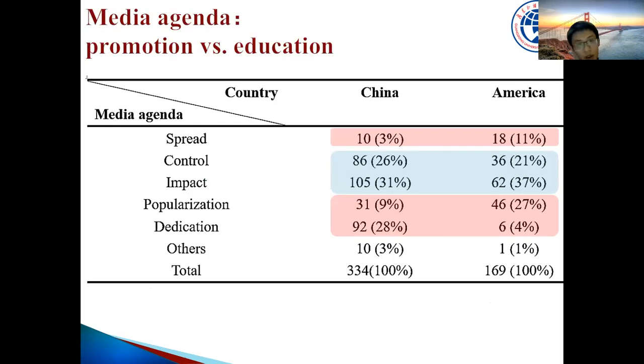The results are as follows. As we can see, both the Chinese and American corpus have a similar proportion of articles about control and impact of the pandemic, while the Chinese one has more dedication articles, introducing the professionalism and sacrifice of their medical staff, while the American one has more about the popularization of the scientific knowledge on the pandemic. So one side is more promotion and the other side is education.